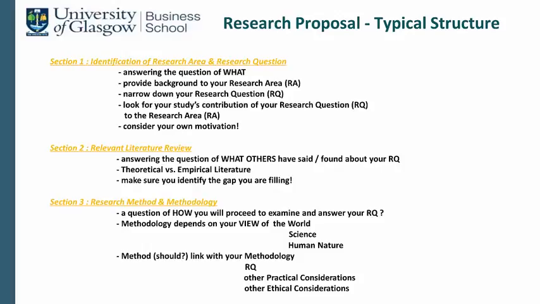So in a nutshell, you will have 3 main sections to your research proposal. One has to do with identification of your research area and research questions. Section 2 will have to do with identification of literature. And section 3, research method and methodology, which some of you simply call methodology, because methodology could be argued to include research methods.